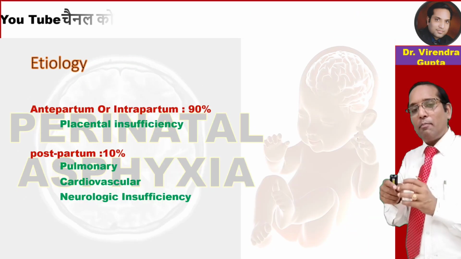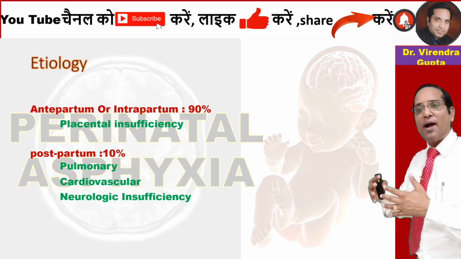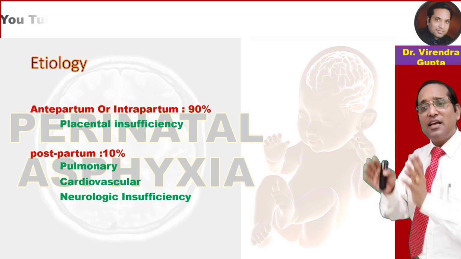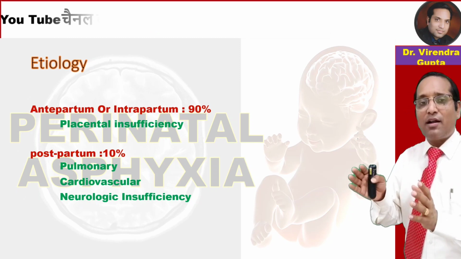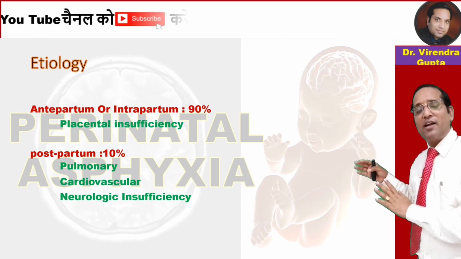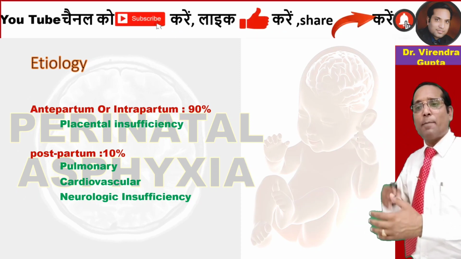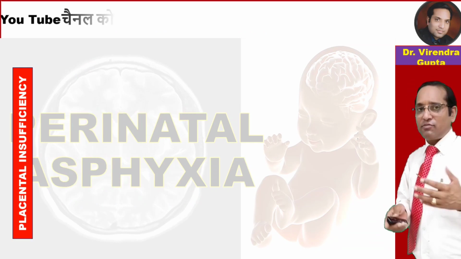So guys, there are multiple etiologies of perinatal asphyxia: antepartum, intrapartum, and postpartum. The antepartum and intrapartum causes account for more than 90%, which is due to placental insufficiency, while the postpartum causes are around 10%, which is due to pulmonary, cardiovascular, or neurological insufficiency of the child.